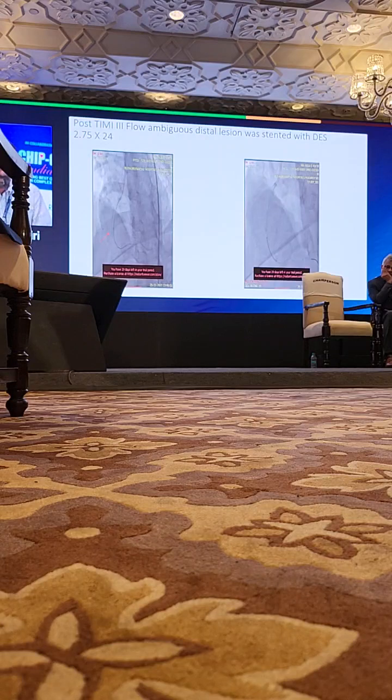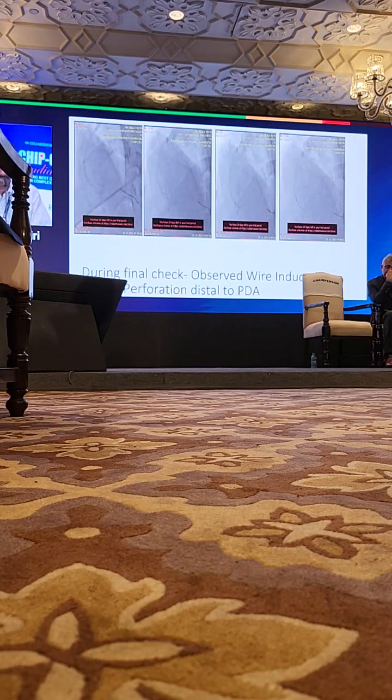After that, I can see that there is an ambiguous lesion over the distal edge of the stent. I don't want to take another risk because the patient already had two complications, so I stented with a 2.75 by 24 mm stent. After that, pre-dilatation and post-dilatation were done adequately, and the flow is good. The patient is also comfortable, BP is improved. So I thought that everything is okay.